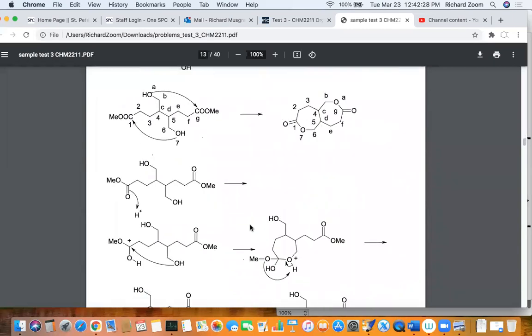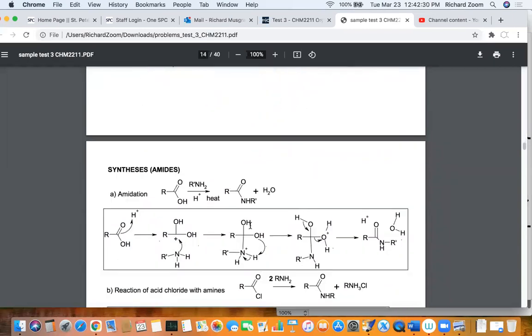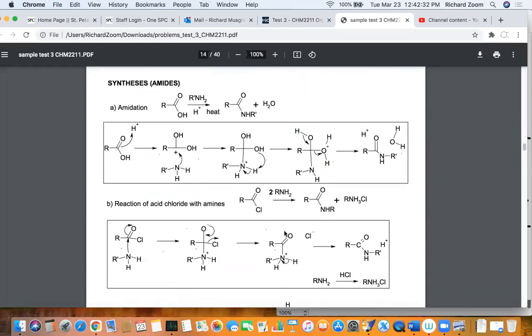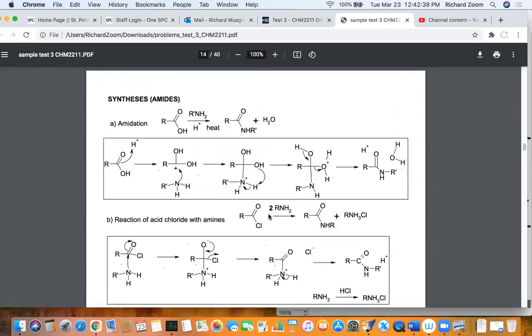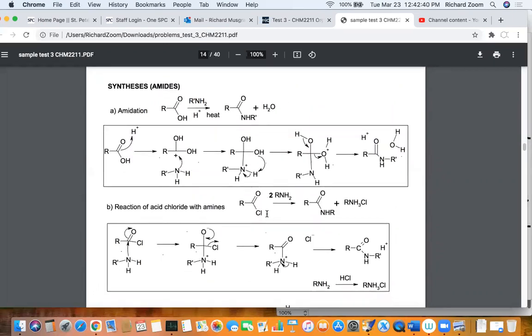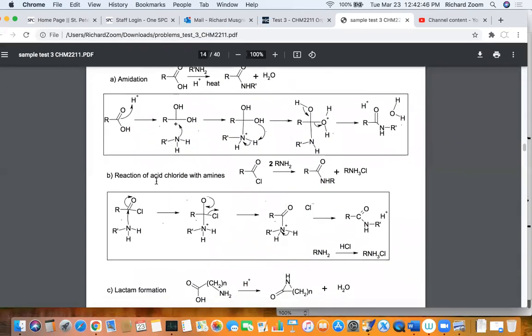Now we've got the lactone formation. That's the ring closure. I'll get to that in a bit. Synthesis of amides. This is on page 9. What should be page 9 in your document? Amidation, that's going to be A, because it's got the H plus in it. The reaction of acid chlorides with amines, that's an N for neutral.